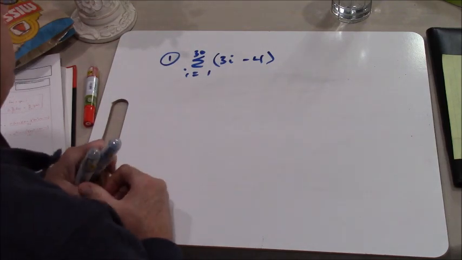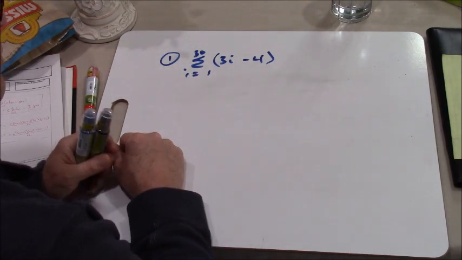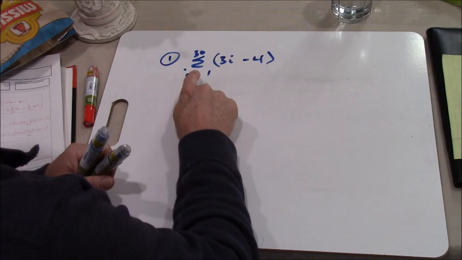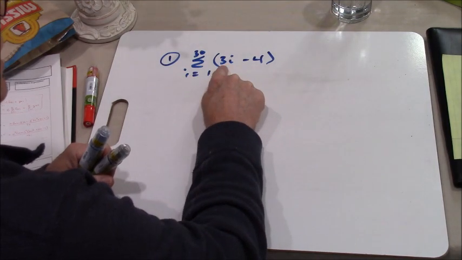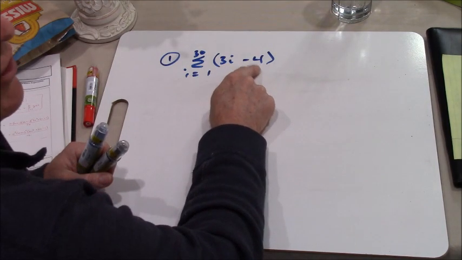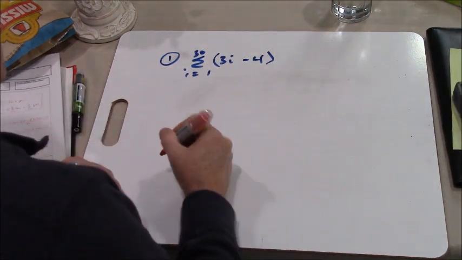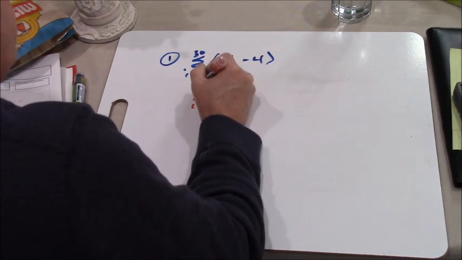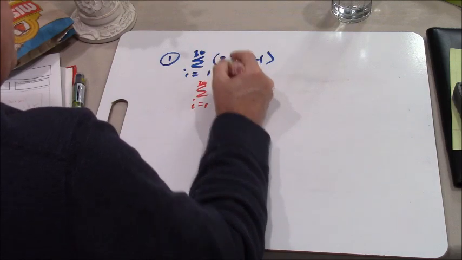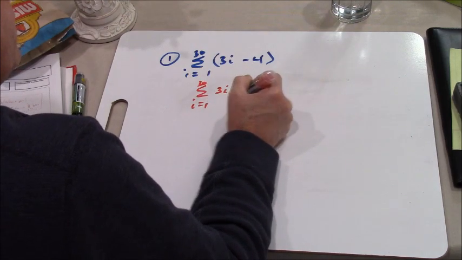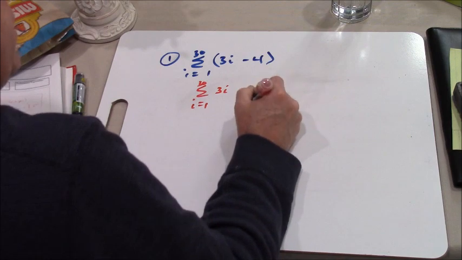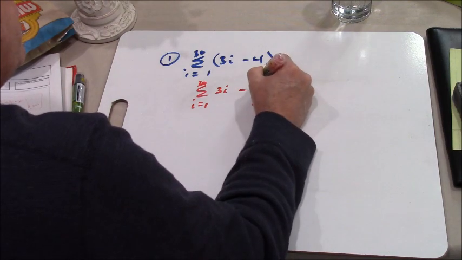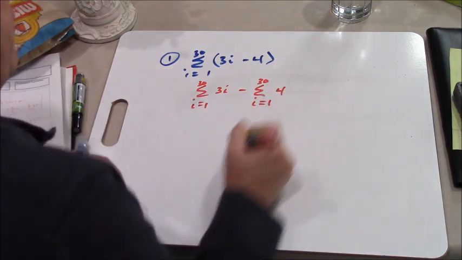Okay, so let's do a sample problem together. One of the first things I want to do is break this down into separate terms. So I'm going to write this as the summation for i equals 1 to 30 of 3i minus the summation for i equals 1 to 30 of 4.